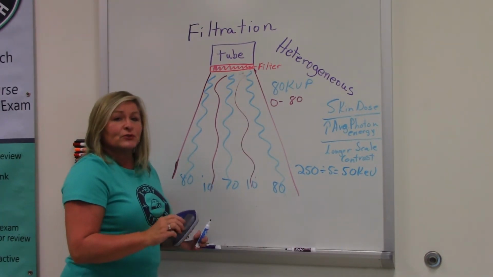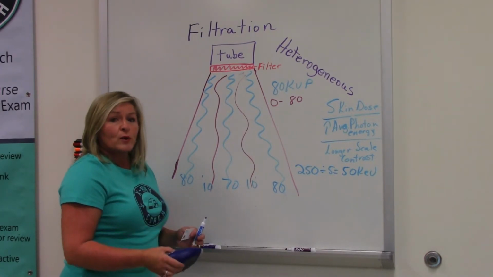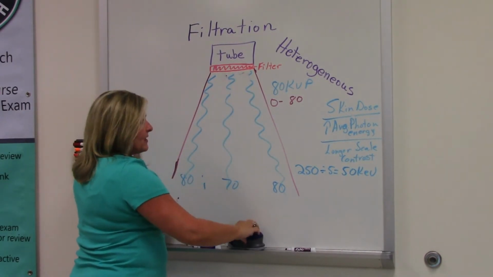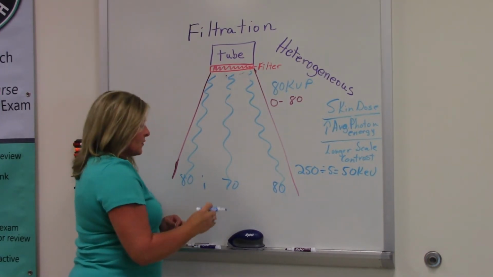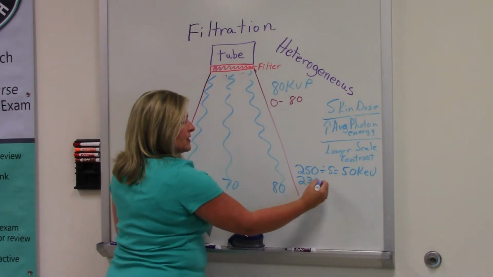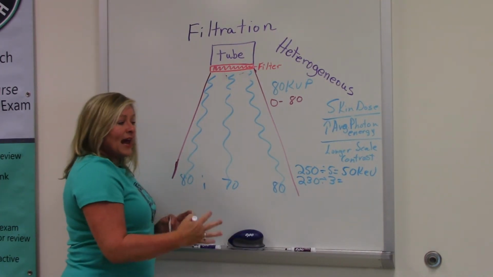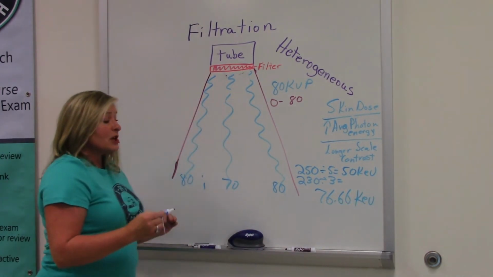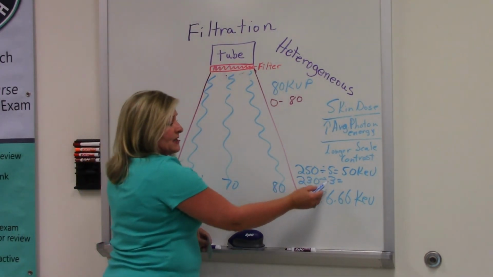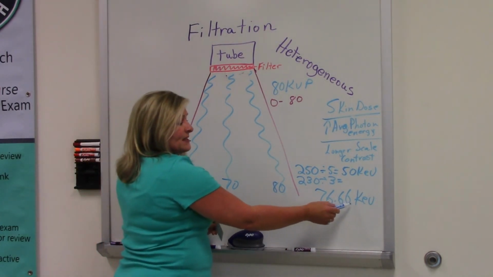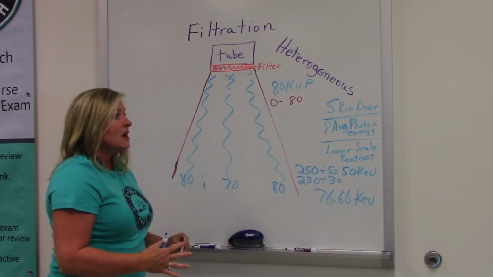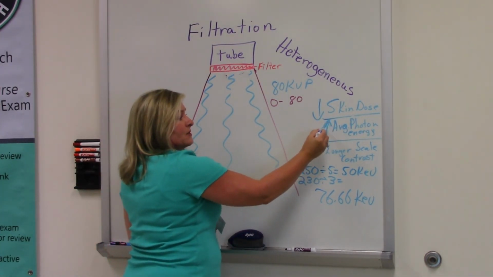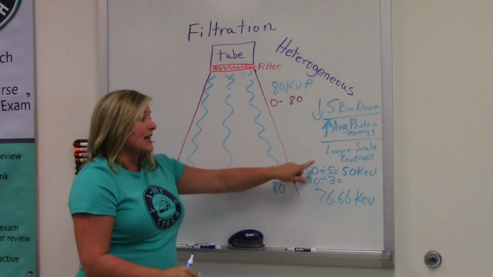Now if we let the filter do its job, and that is to remove or absorb the low energy X-ray photons, we would take those out. And now we need to figure out what our average photon energy is. If we add up all these numbers, they add up to 230, and we're going to divide by 3. So now our average photon energy is 76.66 keV. Just by the use of the filter, we have increased our average photon energy to 76.66. So what does that mean to our patients? Well, that means that the overall skin dose decreases, the average photon energy goes up, and that overall is going to produce a longer scale of contrast.